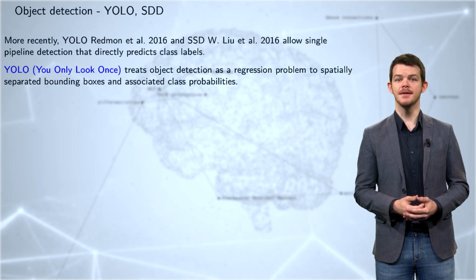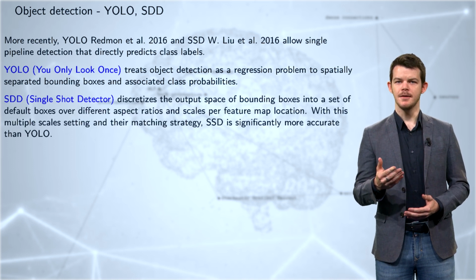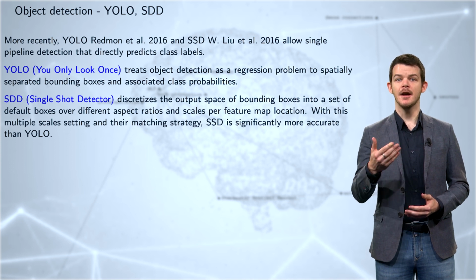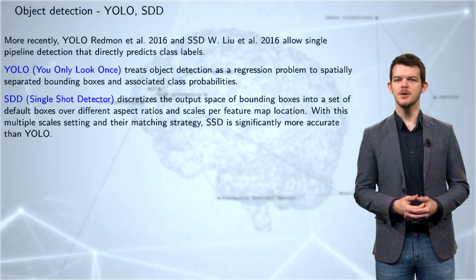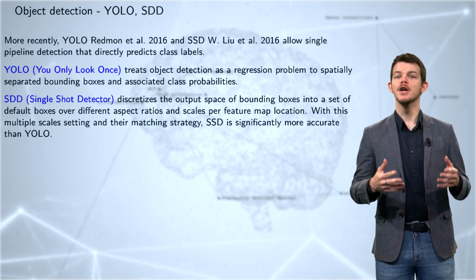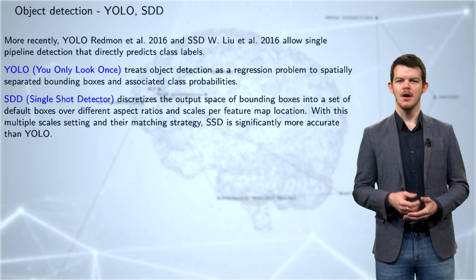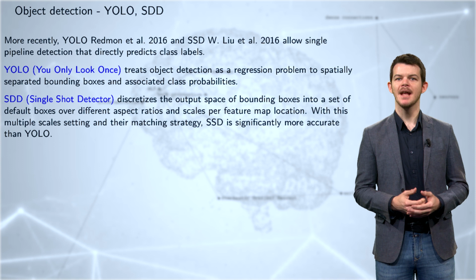associated class probabilities. SSD, standing for Single Shot Detector, discretizes the output space of bounding boxes into a set of default boxes over different aspect ratios and scales per feature map location. With this multiple scale setting and the matching strategy, SSD is significantly more accurate than YOLO.